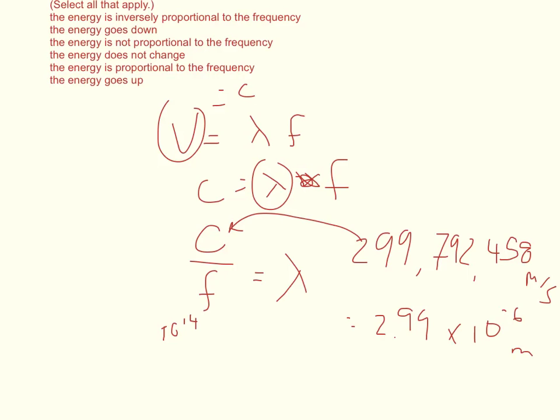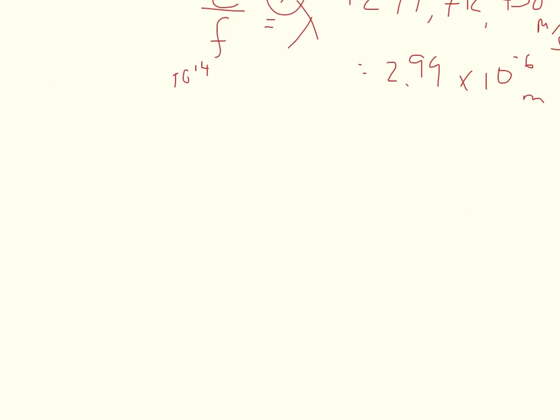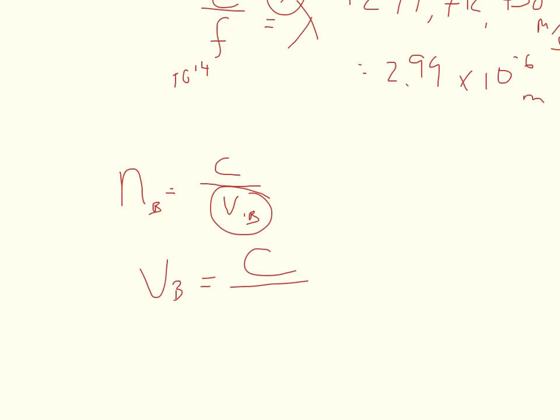Then it says, what is its wavelength in benzene? The index of refraction is 1.501. So if we use Snell's law, basically it defines the index of refraction as equal to the speed of light in a vacuum over the speed of light going through some other substance. Our substance is benzene, so the index of refraction for benzene is equal to the speed of light divided by the velocity in benzene. Then we can solve for the velocity, so the velocity in benzene is equal to the speed of light divided by the index of refraction.